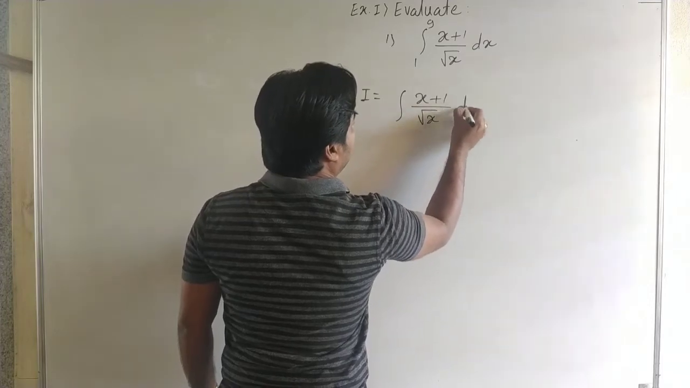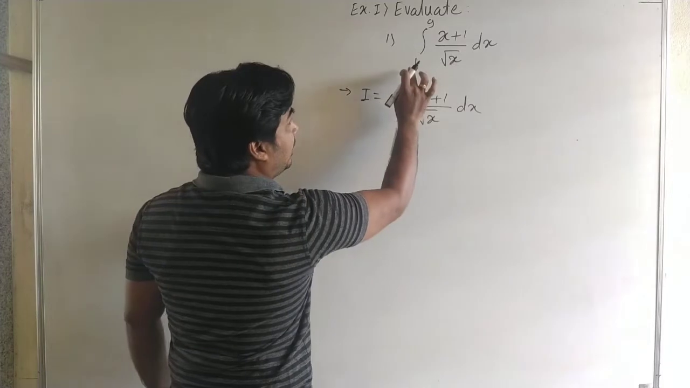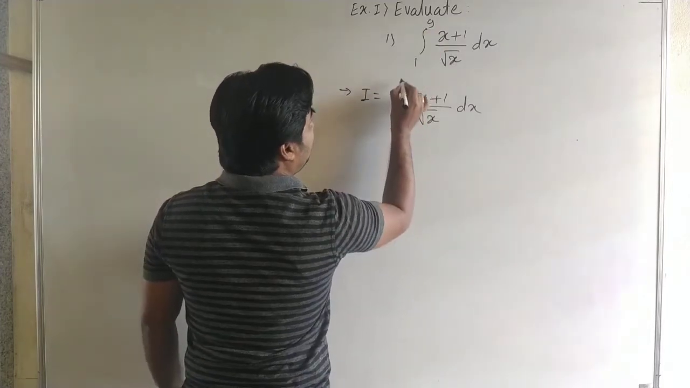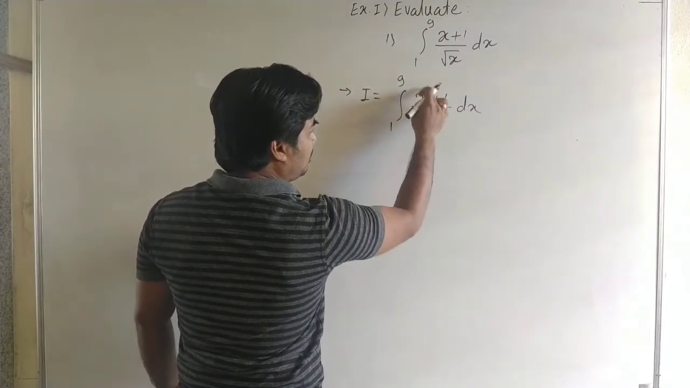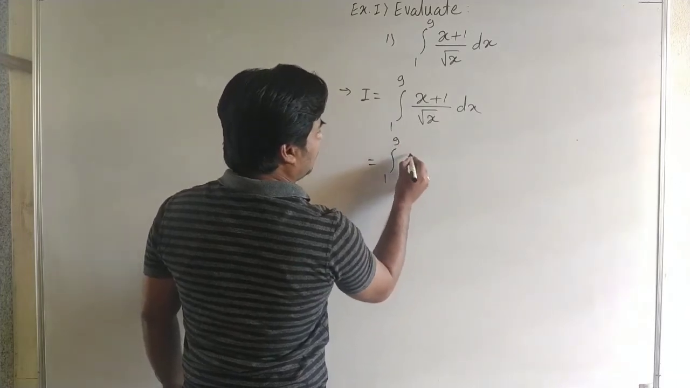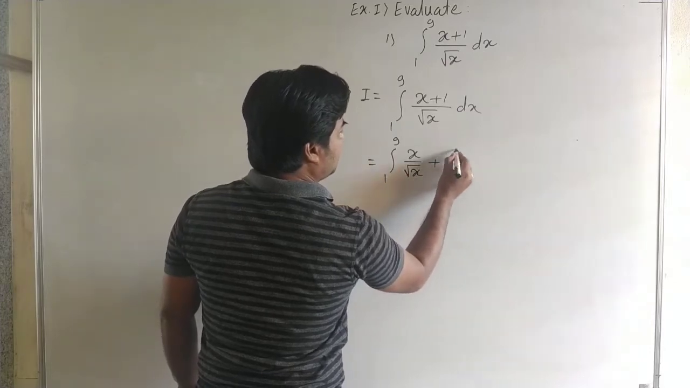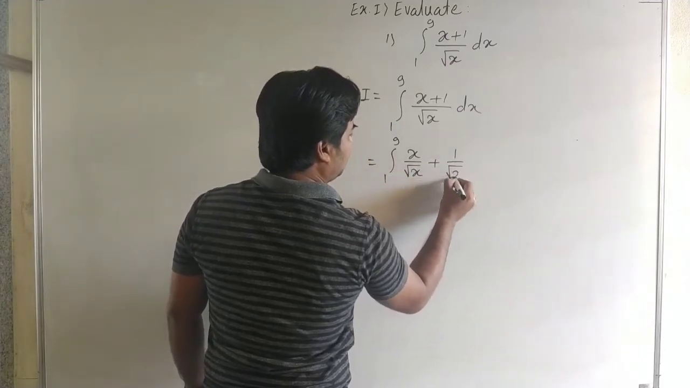Such types of examples we have already discussed in the last chapter. Now here the limit is 1 to 9. First we solve this integral. Here, integral from 1 to 9, separate the terms: under root x plus 1 by under root x.